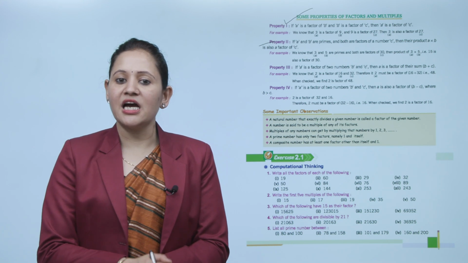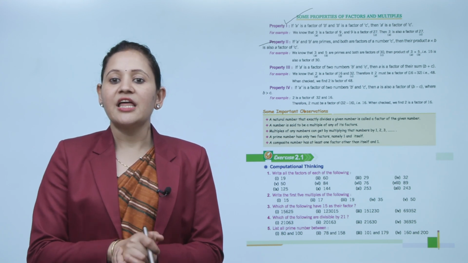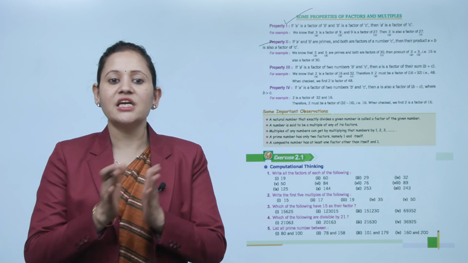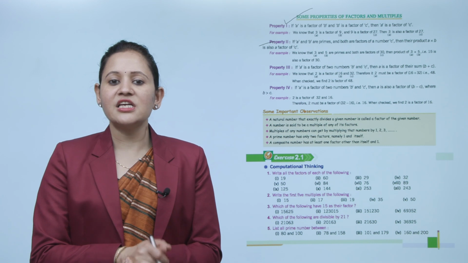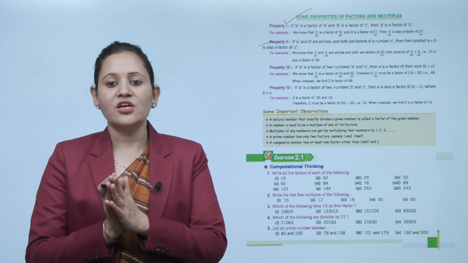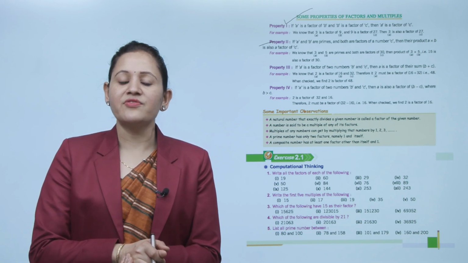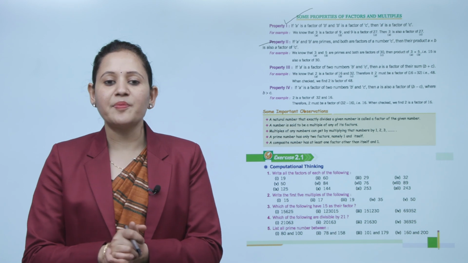Next, property 2. If A and B are primes and both are the factors of number C, then their product A into B is also the factor of C. For example, we know that 3 and 5 are primes and both are the factor of 30. Then the product 3 into 5, that is 15, is also factor of 30. Clear?